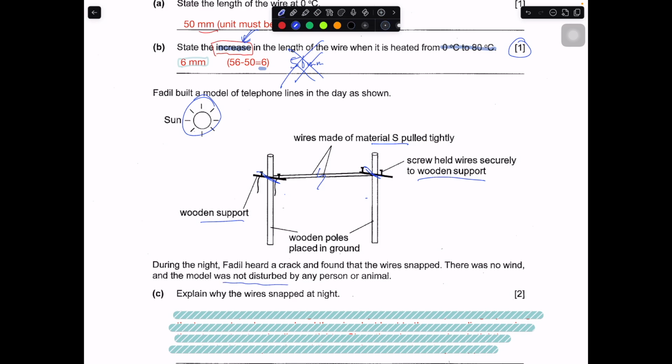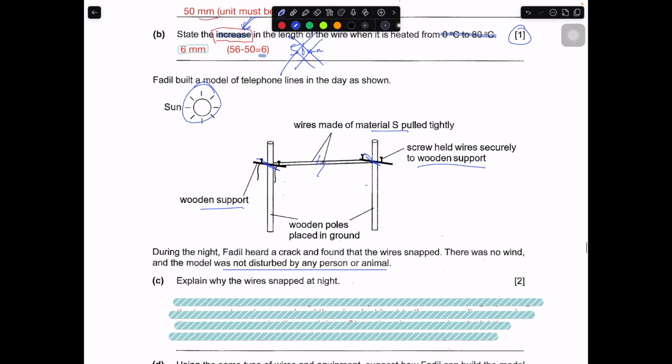They purposely put this line because they probably realize that some of you might say that at night an animal came and bit the wire, that's why the wire snapped. You cannot give this kind of reason anymore, as these are non-scientific reasons. So in this case, explain why the wire snaps at night. The key is the wire snaps at night. Why not in the day? In the day and in the night, what are the differences?